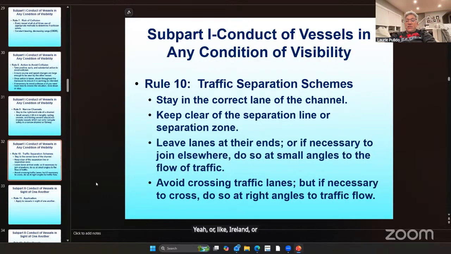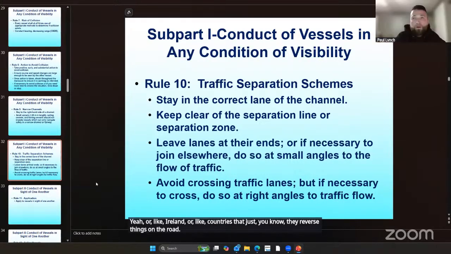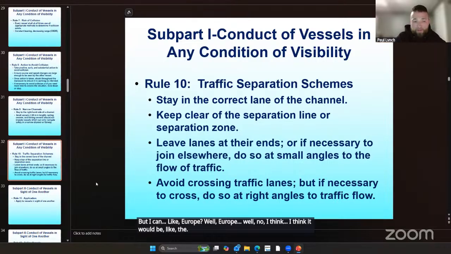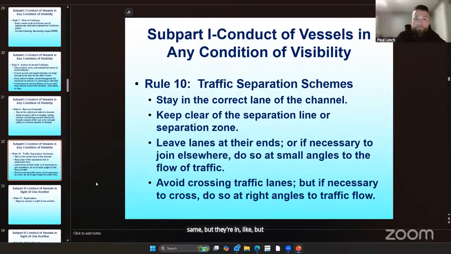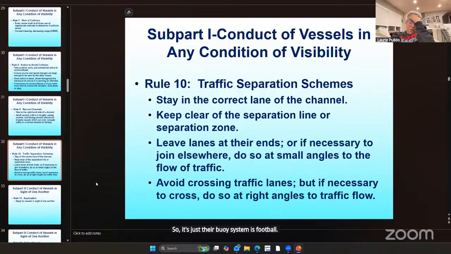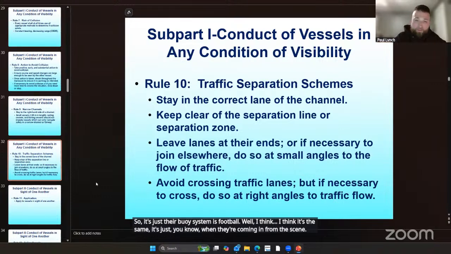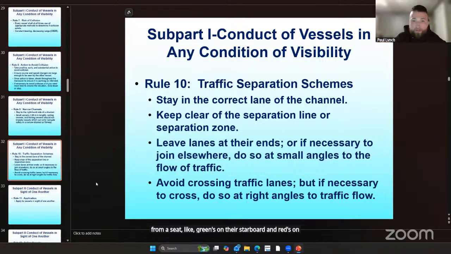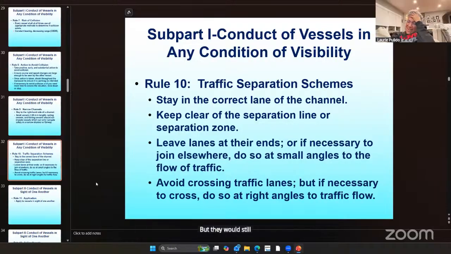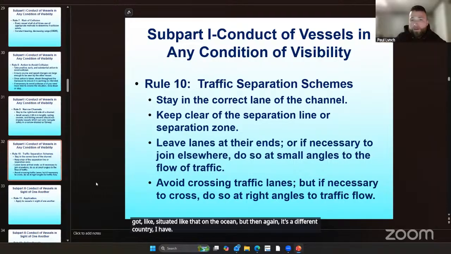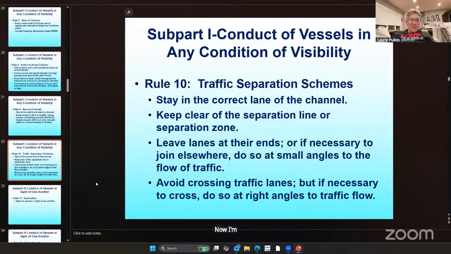Ireland, or countries that reverse things, like on the road in Europe. Well, Europe, Africa, and Asia are an IALA system A, so their buoy system is reversed. I think it's the same when they're coming in from the sea, like green's on their starboard and red's on their port. I still don't think the traffic flow gets situated like that on the ocean, but then again, it's a different country. I'm going to look it up. Now I'm curious. That's a really good question.